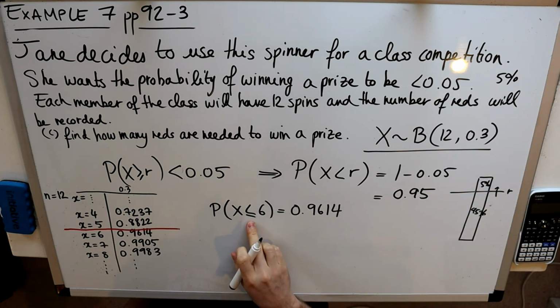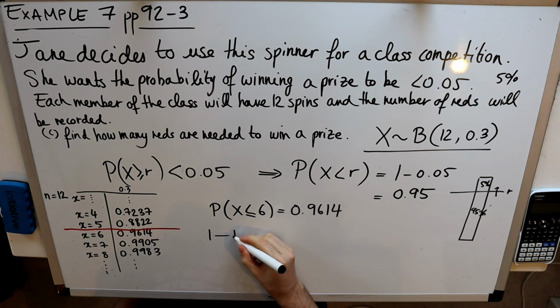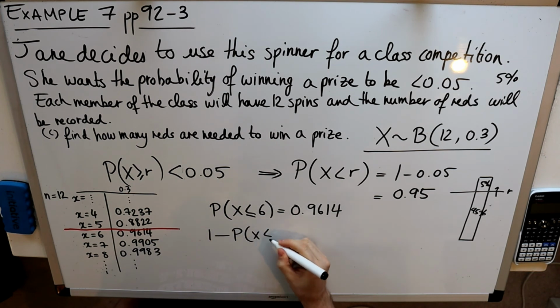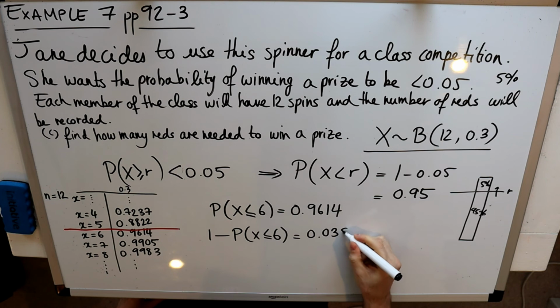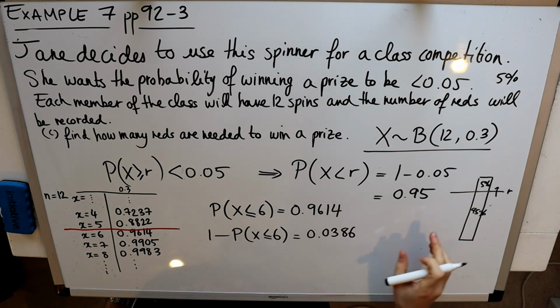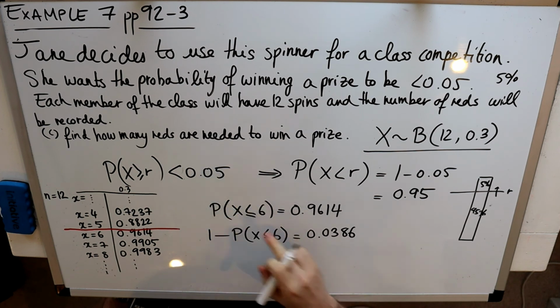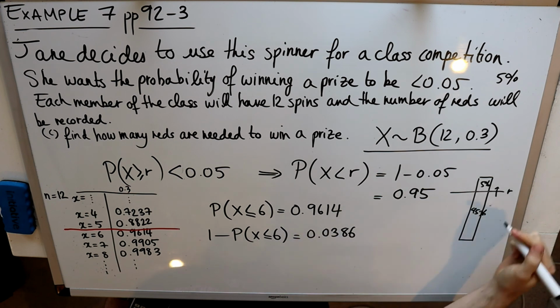So I need to translate this and flip the sign over again. What this tells me is that 1 minus P of x less than or equal to 6 is going to be equal to 0.0386. Now if I had done this with this number here, I would have gotten 0.1178, which is still greater than my 5%. So this is really the first value that goes into the 5% range at the top.